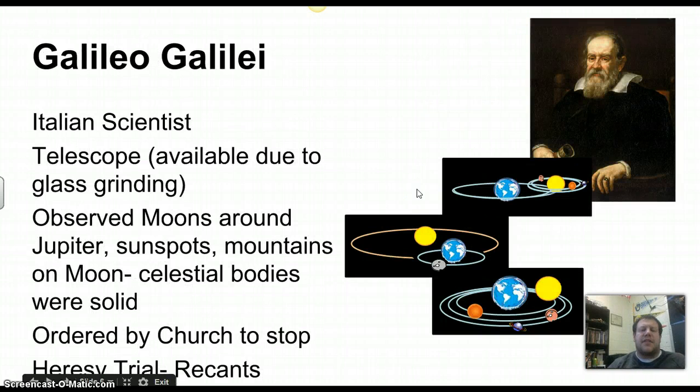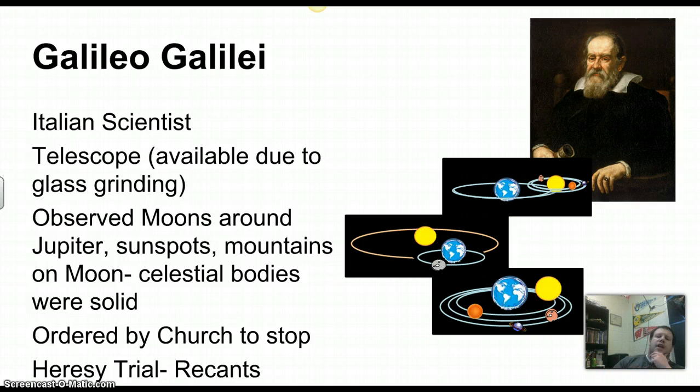Another man named Galileo Galilei took it a step further. He was an Italian scientist, big into math and astronomy. He was one of the first guys to use a telescope. And in fact, telescopes were only available because of a new science of lens grinding, mostly for glasses, and also for spy glasses to use on ships. But he could grind pieces of glass to make a telescope. He could then see celestial bodies.